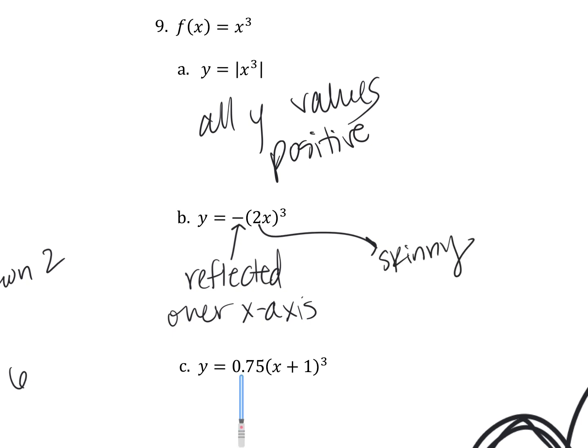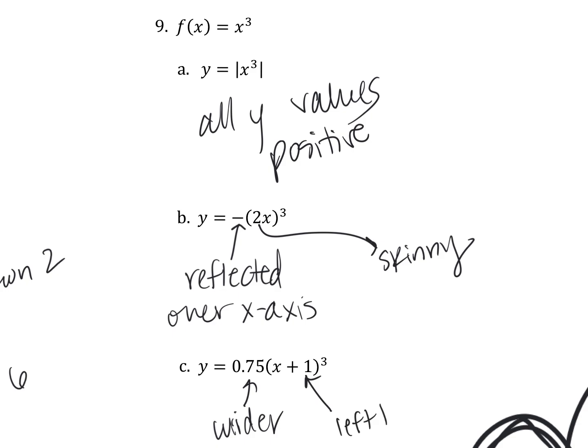What about 0.75 out front? It's going to make it a little wider. Well done, because it's a little less than 1. It's going to make it wider. And then plus 1 in my cubed is going to go left 1.